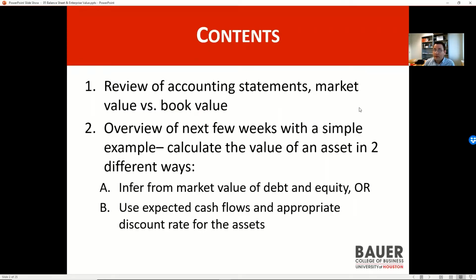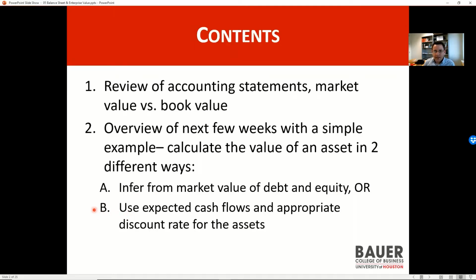We want to value in this class, we want to value assets, we want to value projects, right? The emphasis is on valuation. We're going to use the balance sheet to help us think about valuation in two different ways. So one thing you could do, if you want to get the value of an asset, you could look at the value of the debt and the value of the equity for the company. And if you know the value of the debt and the equity, then you can infer the value of the asset.